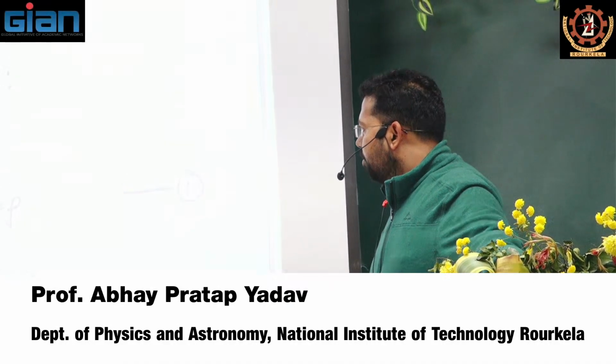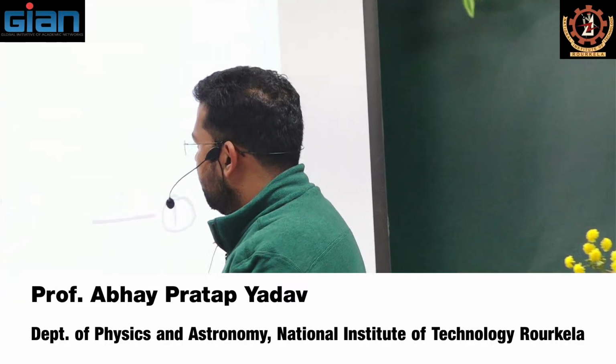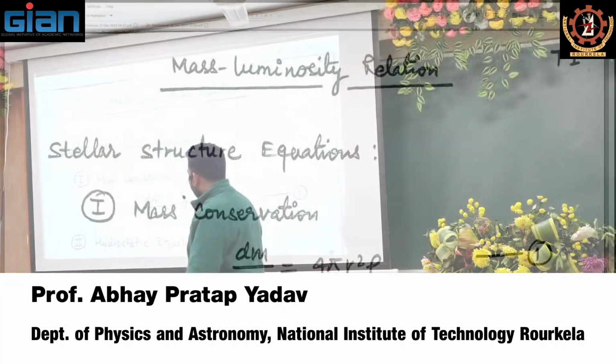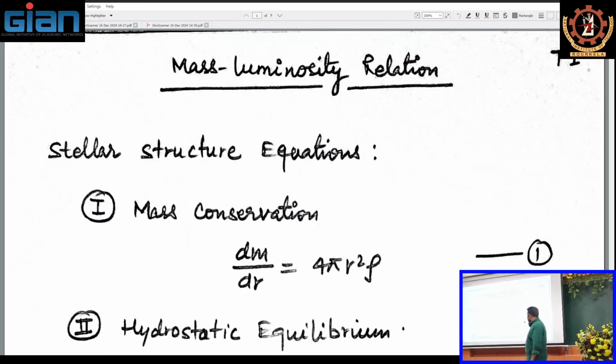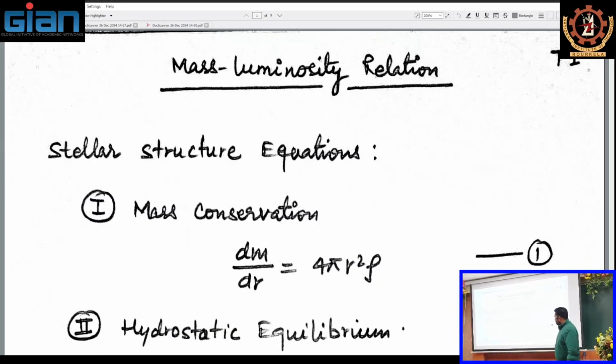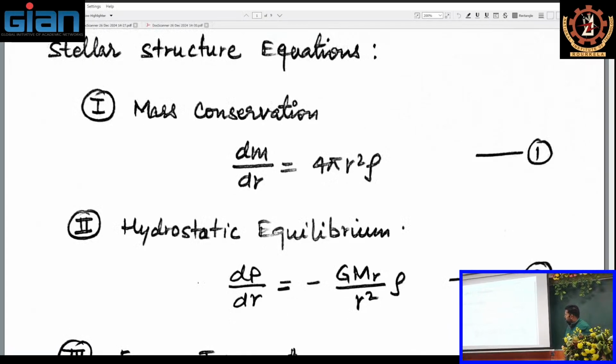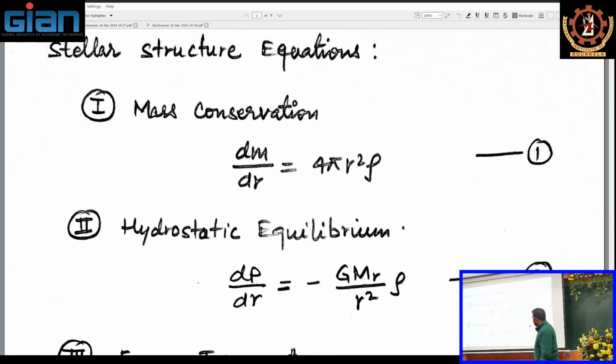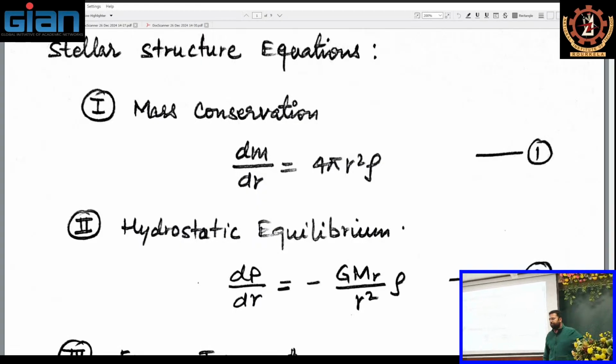In the Eulerian form, we write the mass conservation equation here. This is dm by dr equal to 4 pi r square rho, and the hydrostatic equilibrium is basically the pressure gradient dp by dr, which is equal to minus G M_r divided by r square, multiplied by the density. M_r is the mass enclosed in the radius r.